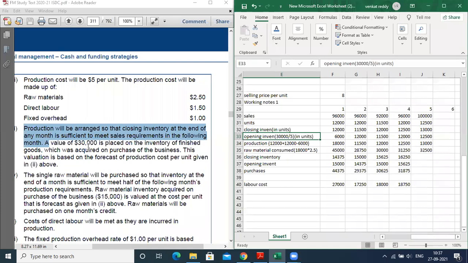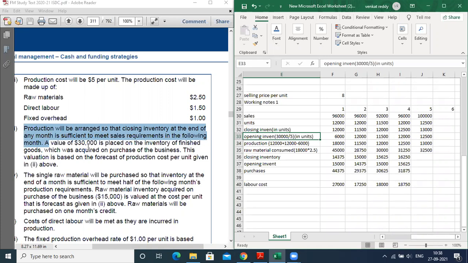Then when it comes to the production, how will we get the total production units? That is the total sold units, 12,000, plus closing stock units, 12,000. So it comes to 24,000. From that, if I deduct the opening stock of 6,000, then 18,000 is the total number of units produced during the month. Then the raw material consumed: what is the value of those 18,000 units? First we consider the raw material value, that is 2.5. So 18,000 into 2.5, the total raw material consumed is 45,000.